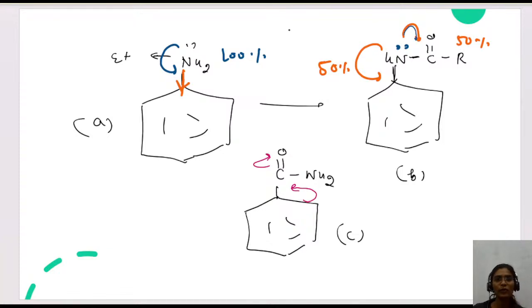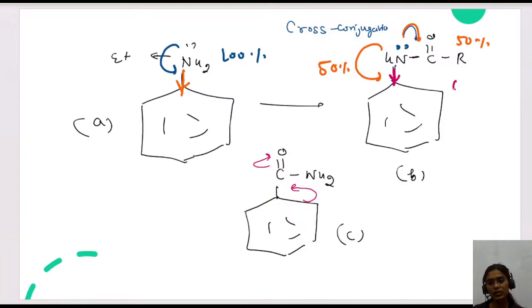What is it? If you remember the 11th class topic, it is cross conjugation. If the same group participates in two types of conjugation, let me divide this into two halves. Look at this, it's a cross conjugation, half this side and half that side. It means from A to B, the electron density reduces. How much? 50%. But still, the electron density is moving toward the benzene ring.